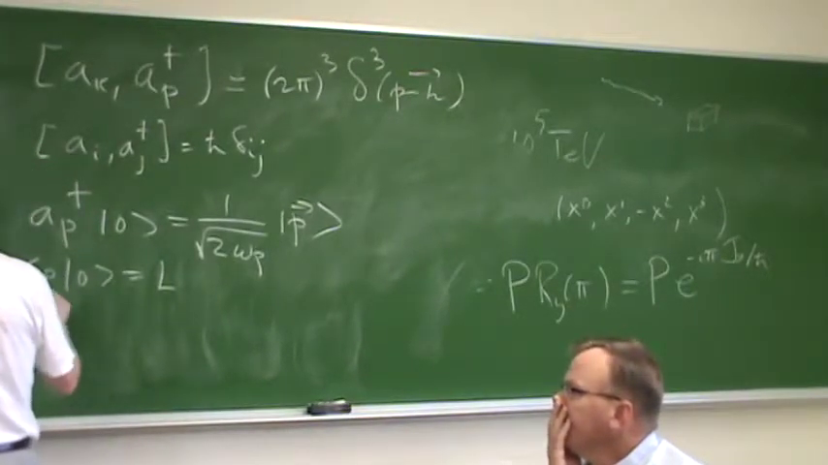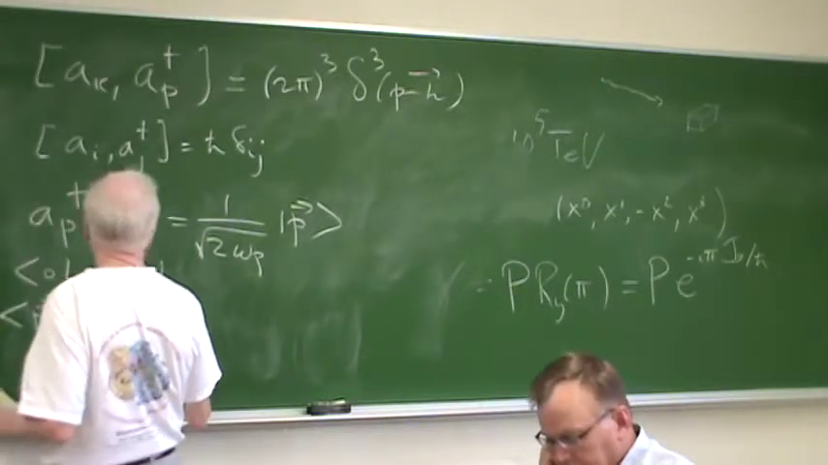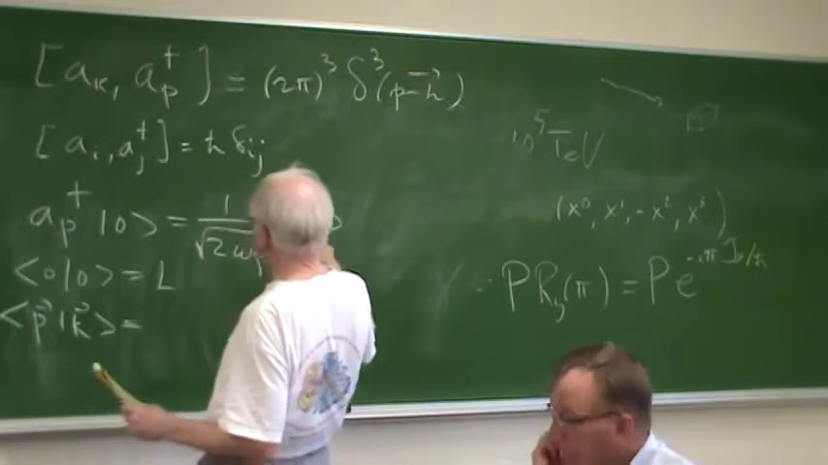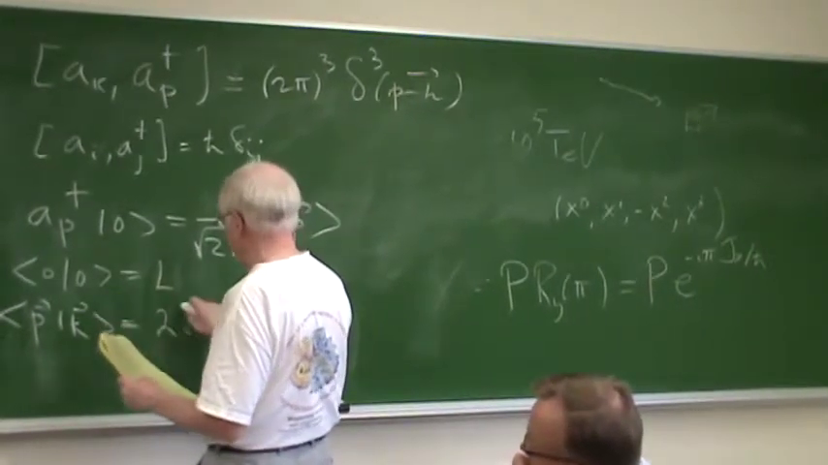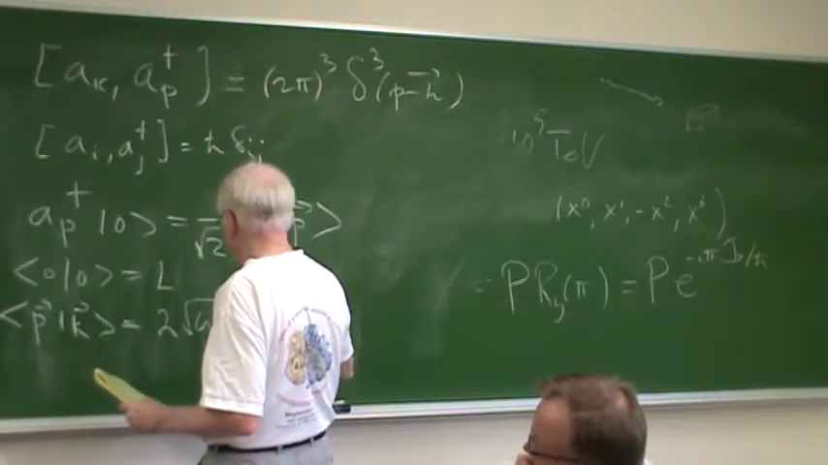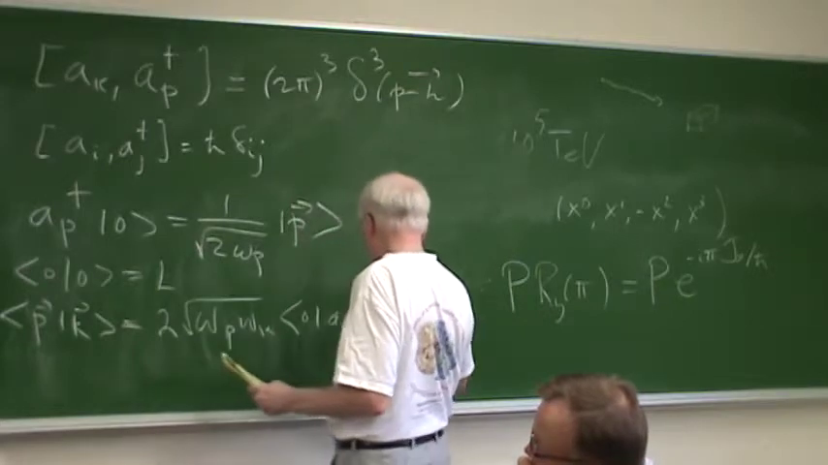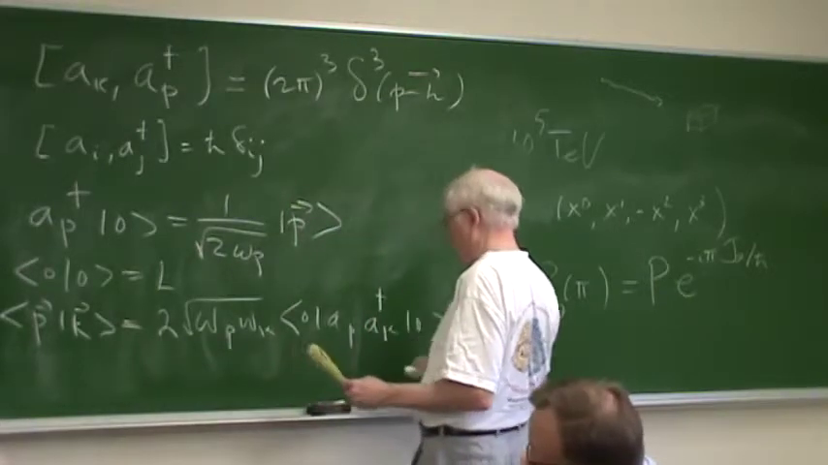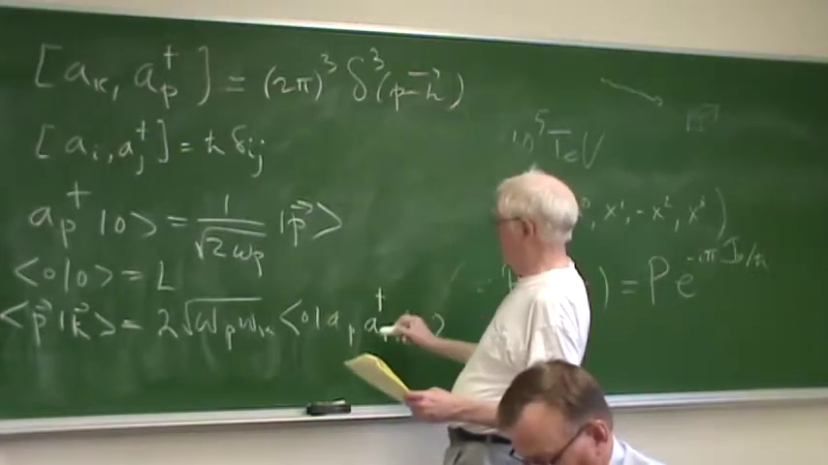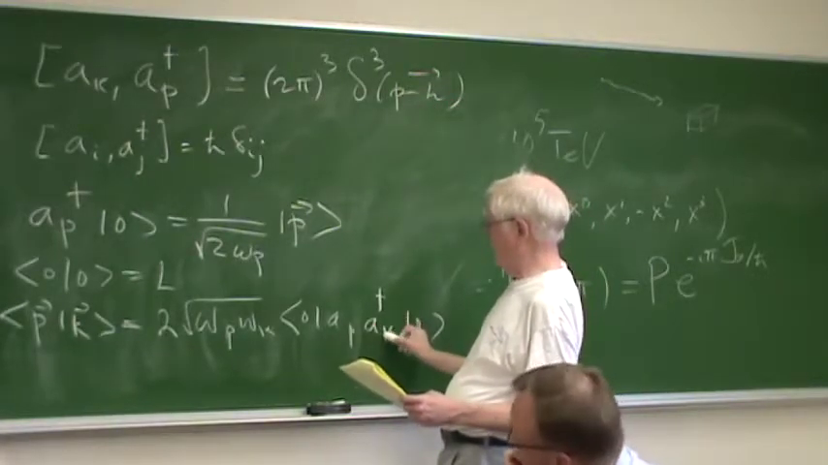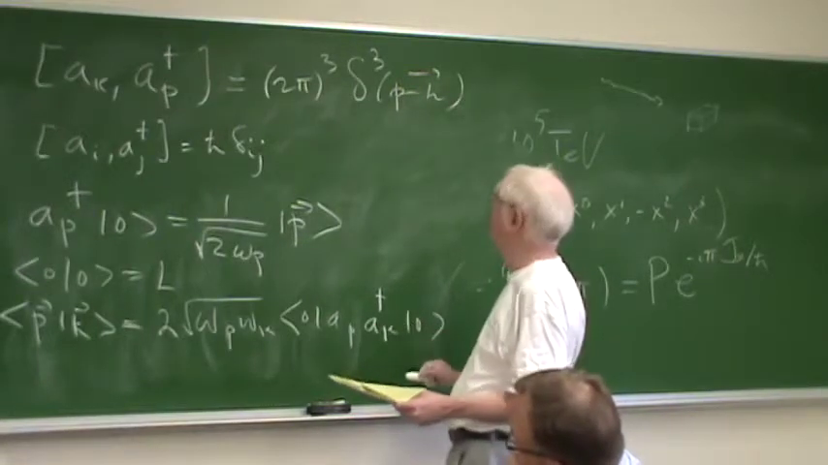The inner product, though, of two states of different momenta, well, what is this? This thing is square root of 2 omega p times a dagger p, so this has to be 2 square root of omega p square root of omega k, <0| a_p a†_k |0>. Now we use the commutation relation, we see that this is equal to the thing in the other order, which is 0, because a on the vacuum is 0.